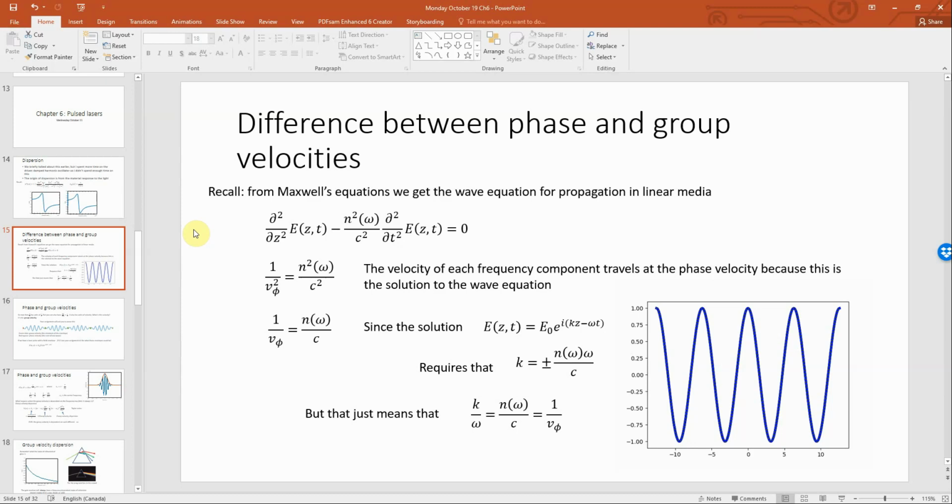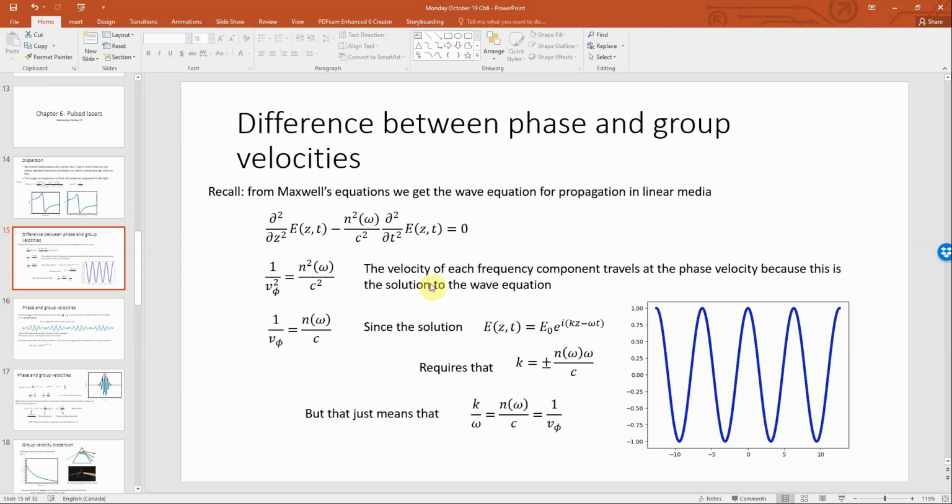From Maxwell's equations, each frequency component is going to be a solution to this wave equation, this second order partial differential equation, where the phase velocity is given by 1 over the phase velocity squared equals n squared over c squared. That's where the phase velocity comes from: it is the solution to the wave equation, right?